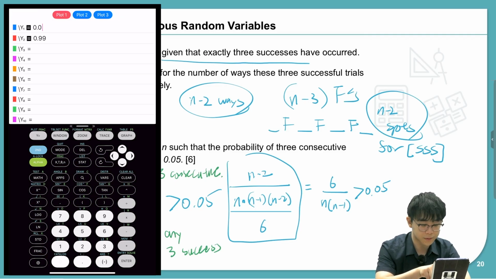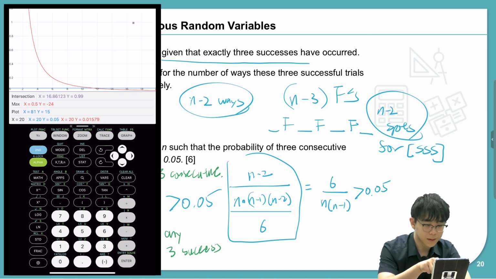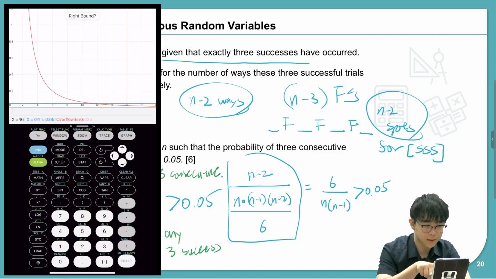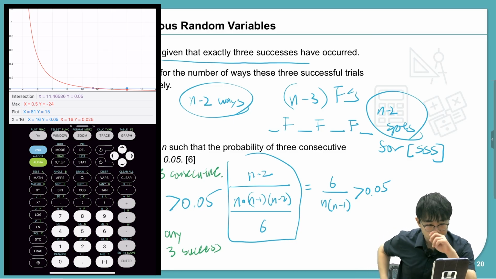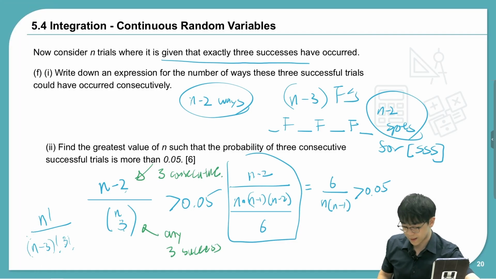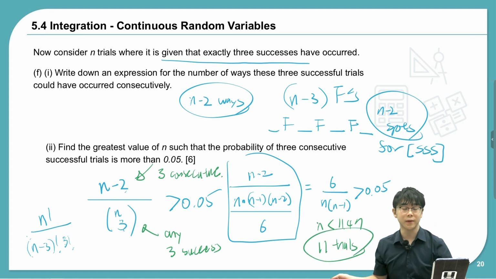So you get 0.05, and then we get 6 divided by x times x minus 1. So the intersection would go as follows, maybe 16. So we would need around 11.46. So n would be less than 11.46, so the greatest value of n. So for this to be true, according to our calculator, n has to be less than 11.47-ish, so 11 trials is the greatest number that we could get.